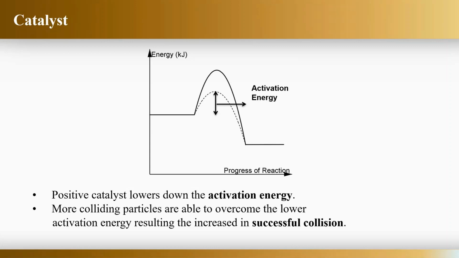As you can see from the diagram, the presence of catalyst provides an alternate path for the chemical reaction to happen. In other words, catalyst lowers down the activation energy that enables the chemical reaction to happen easier. So we say positive catalyst lowers down the activation energy.